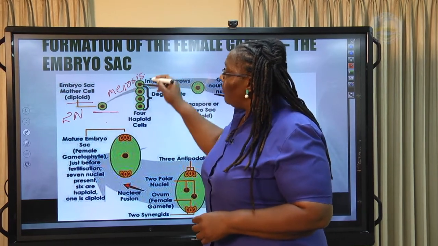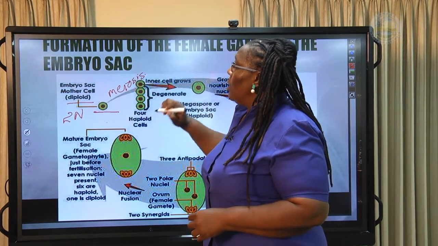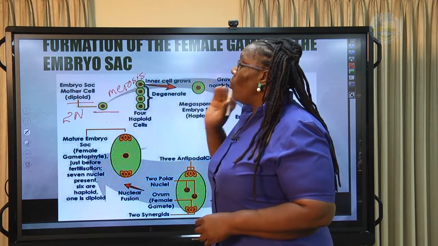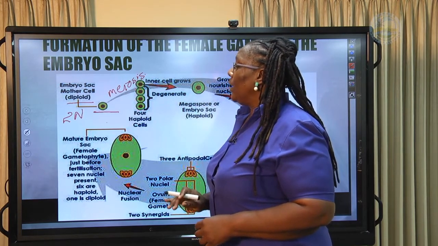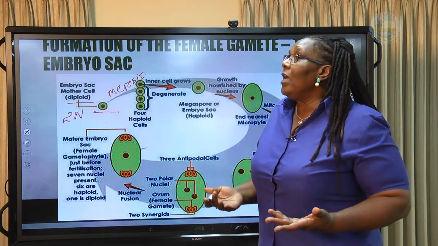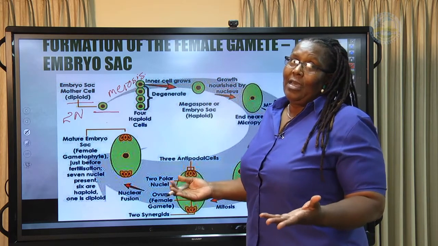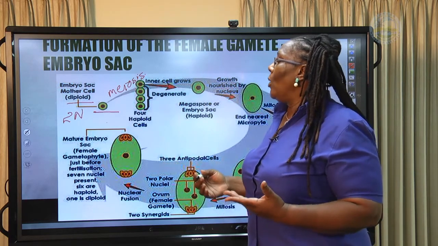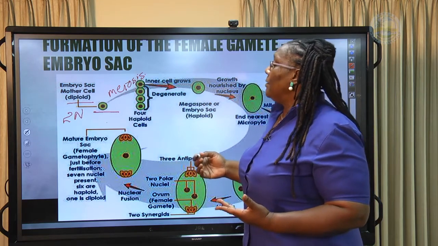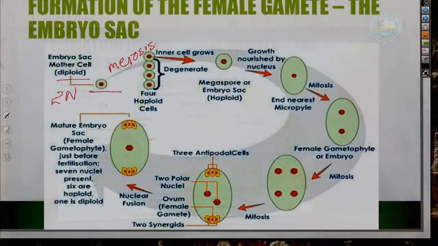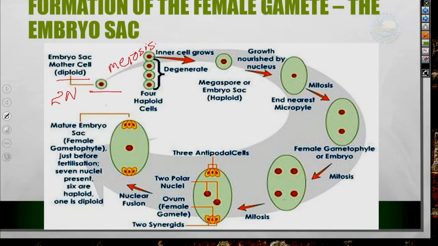Now, when you have these 4 cells, what happens next is quite interesting. Only one will continue on. 3 of them will actually disintegrate. The thing is, you don't know which 3. It's a whole random process. So one cell will continue on, and what will happen next, quite interestingly, this cell will grow, develop, and then it will begin to carry out mitosis.